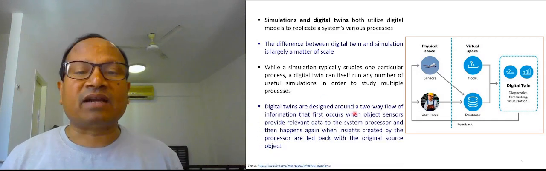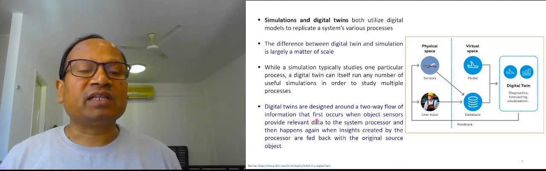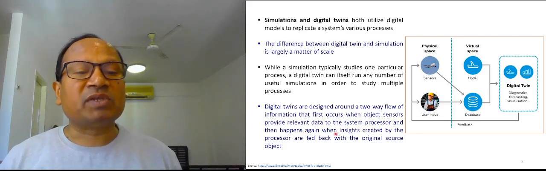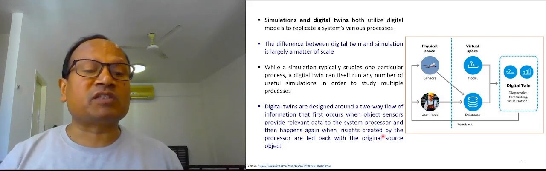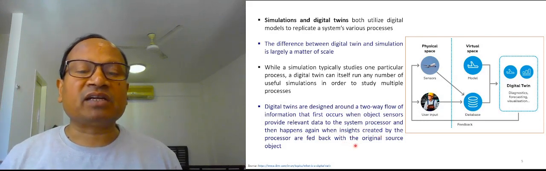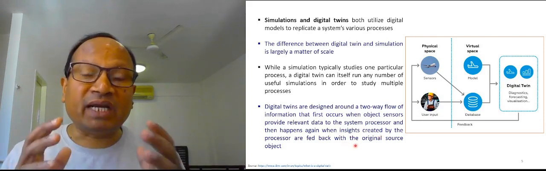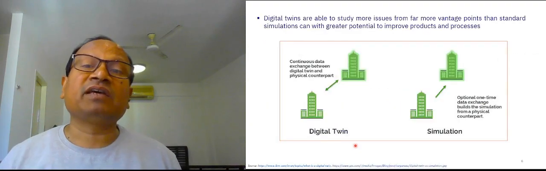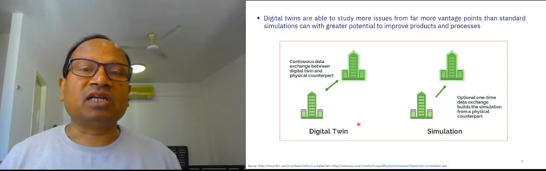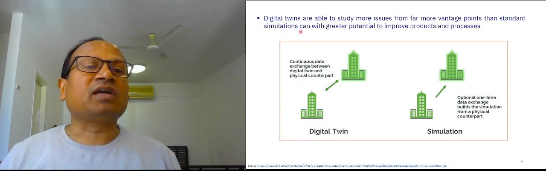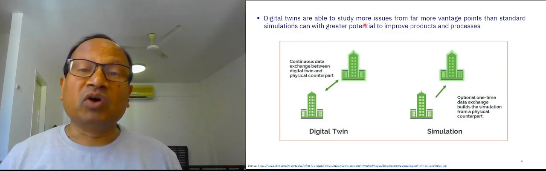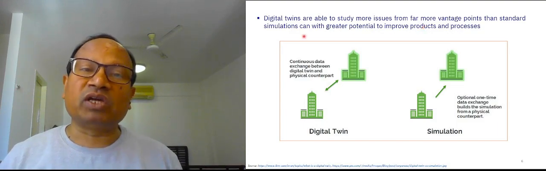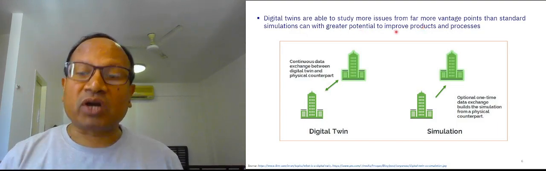Digital twins are designed around two-way communication that first occurs when object sensors provide data to the system processor, and then happens again when insights created by the virtual space or the processor are fed back to the original source object. So better diagnostics, better forecasting, better visualization are the major takeaways of the digital twin, which is created for the physical version. Digital twins are able to study more issues from far more vantage points than standard simulations can, with greater potential to improve products and processes.